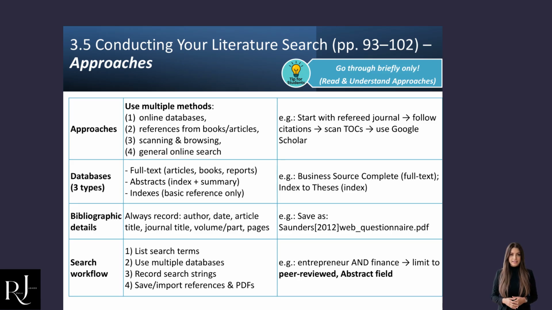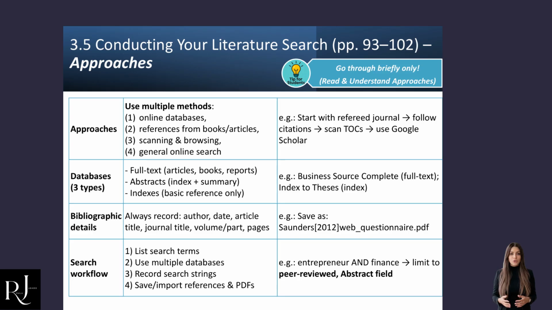Basic indexes are like guides that point you to where the relevant materials can be found. Always record bibliographic details precisely. This includes the author, for example, Michael Porter in the field of business strategy, the date of publication, the title of the work, and the volume number if it's a journal. A professional tip: save your files with a consistent naming convention, like Saunders 2012 Web Questionnaire. This makes it easier for you to organize and find your resources later.